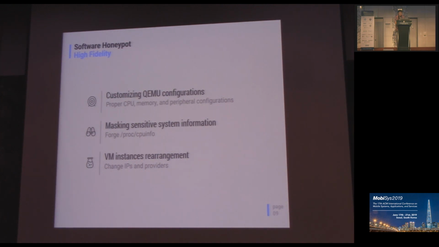Let's first talk about how to achieve high fidelity. We use three methods to do so. First, we try to customize proper QEMU configurations. We set CPU architecture and memory size according to the device we would like to emulate. Second, we also forge the CPU info file to mask sensitive system information. And third, based on the observations that some public clouds will block some attacks, we also change the providers during the deployment. And of course, we change the IP addresses of the honeypots periodically.